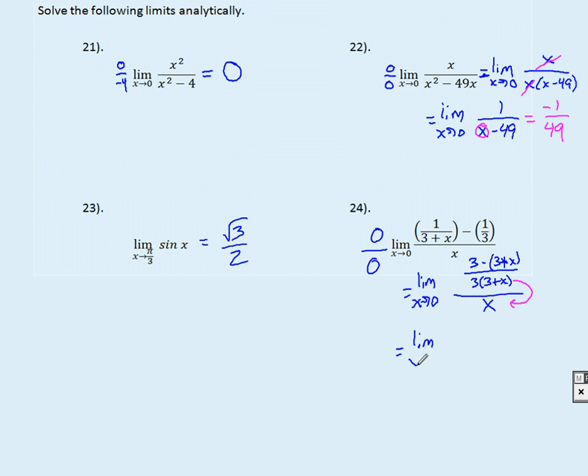First on top, I'm going to simplify it. I'm going to have 3 minus 3 and minus x. The 3 minus 3 will cancel out. I'll be left with minus x. On the bottom, I'll have a 3. I'll have a 3 plus x. And I also have an x. And as you probably saw, the x's will cancel out. So that means I'm left with just -1 on top, 3 times 3 plus x on the bottom. Now I should be able to plug in. I want to plug in x equals 0. So when I get that, I get 3 times 3 on the bottom. So my answer is -1 over 9.